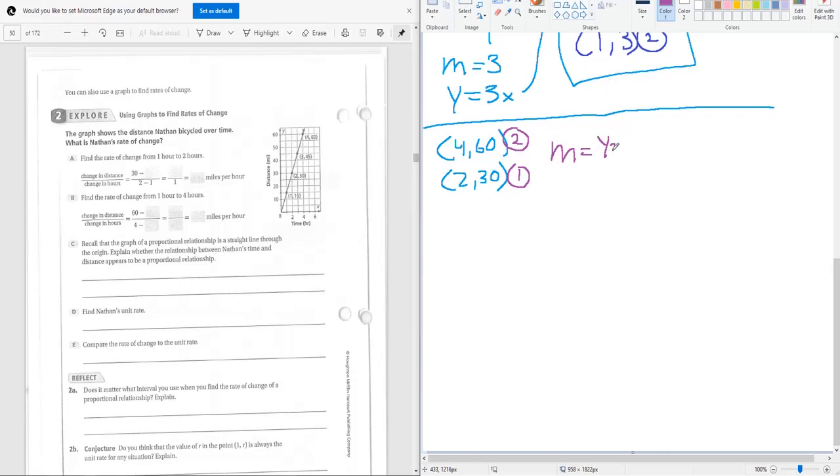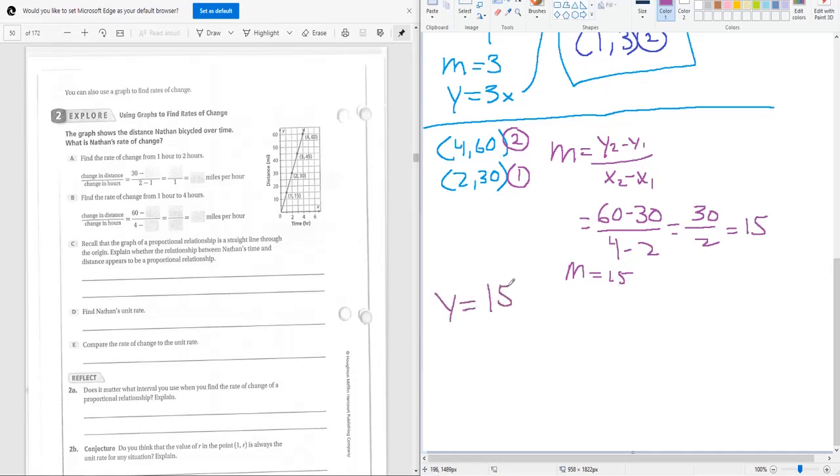m equals y2 minus y1 over x2 minus x1. And so this is saying the y of my second coordinate, okay, there's 60, minus the y of my first coordinate, so I go to first, and the y is 30, over the x of my second coordinate, so I go to this one, that's 4, minus the x of my first, so that's 2. Minus it out, I get 30 over 2, which is 15, okay, so that means that my slope is 15. That means that my equation is y is equal to 15 times x.